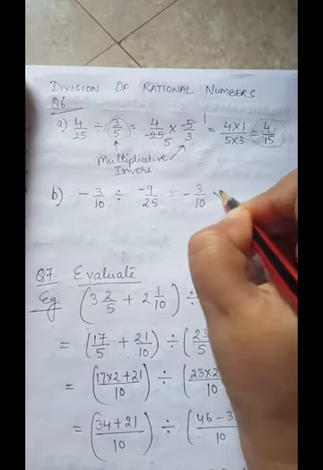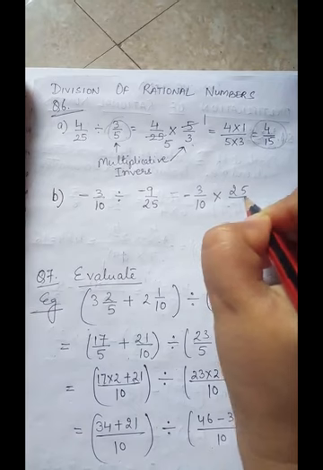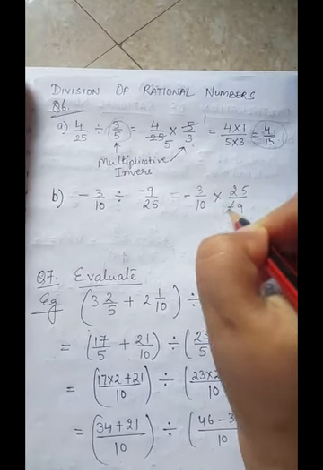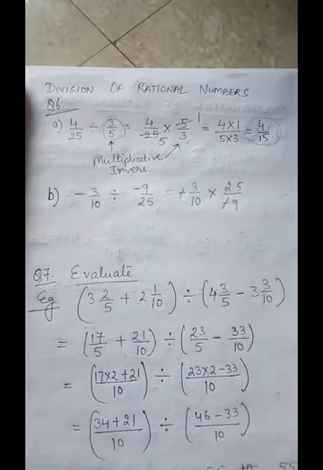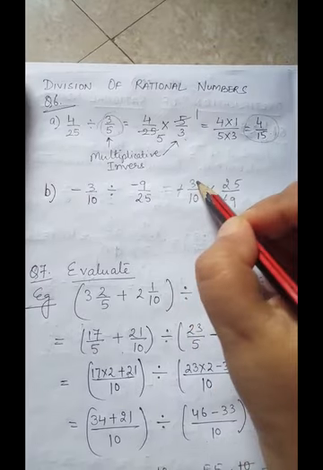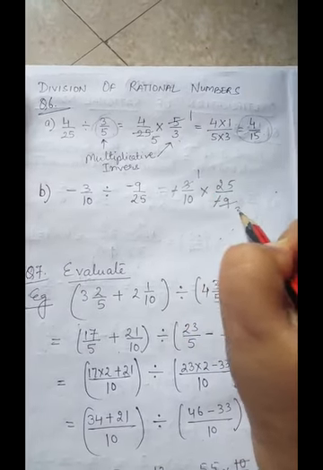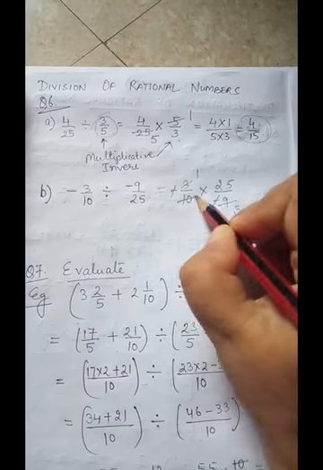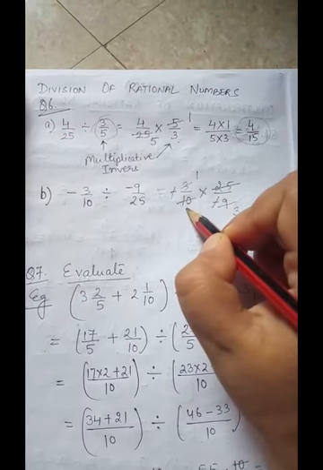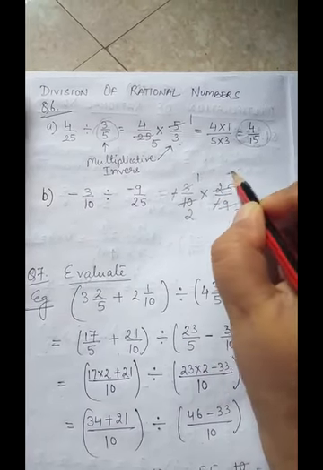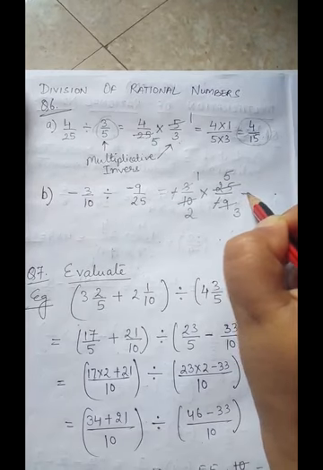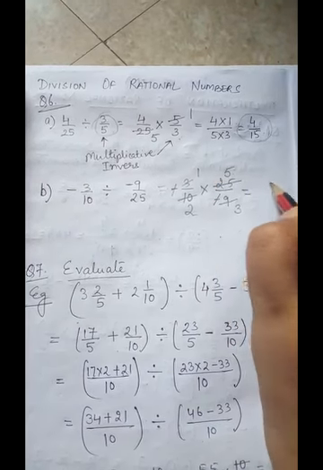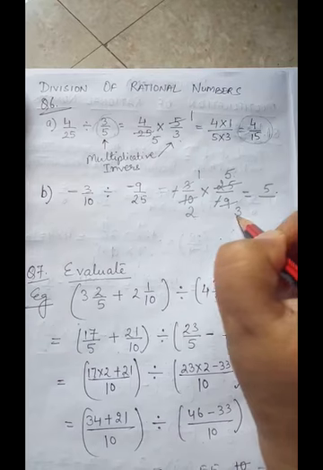And then next, this one: minus 3 by 10 multiplied by 25 by minus 9. So we'll cancel these minus-minus negative signs. Then 3 ones are 3, 3 threes are 9. And from the table of 5, let's cut it down. This is 2, and 5 fives are 25. So 5 into 1 is 5, and 2 into 3 is 6. 5 upon 6 is your answer.